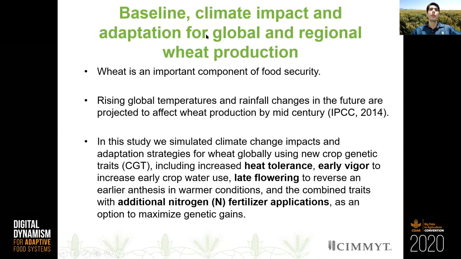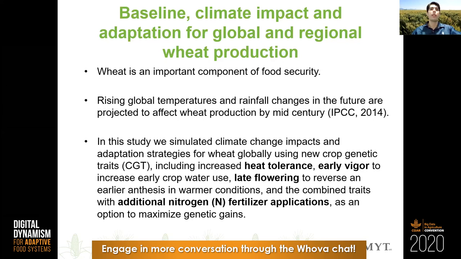And here I show some of the new study that we developed using global simulations. So baseline climate impact and adaptation for global and regional wheat production. Wheat is an important component for food security in the world, and global temperature is threatening wheat production by mid-century. And in this study, we tested different adaptation strategies with new crop genetic traits, including heat tolerance, early vigor, and delayed flowering, and additional nitrogen fertilizer application as an option to maximize genetic gains.